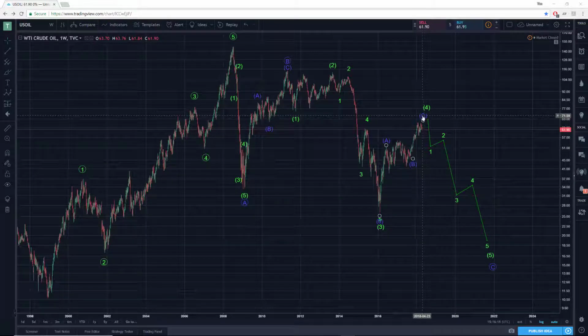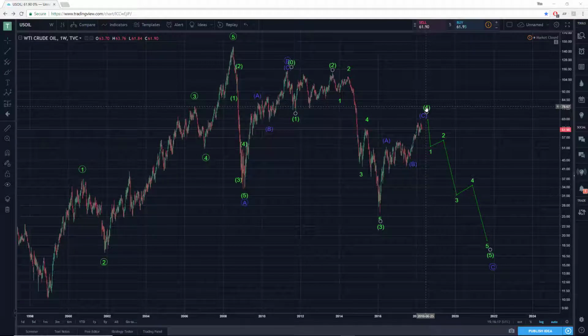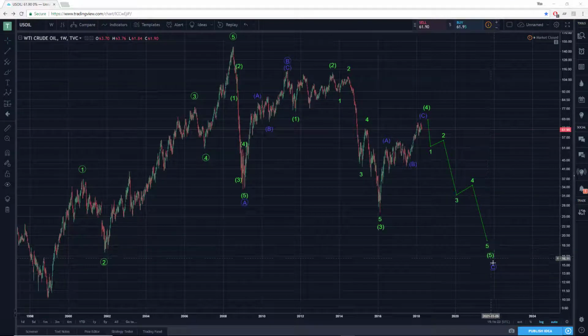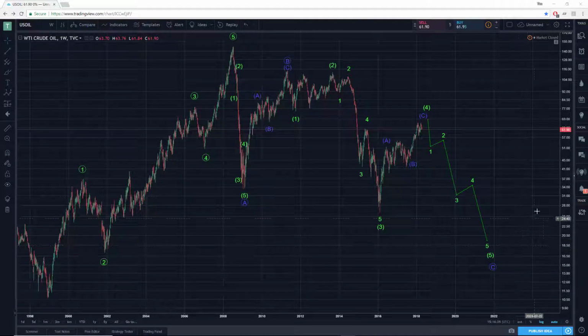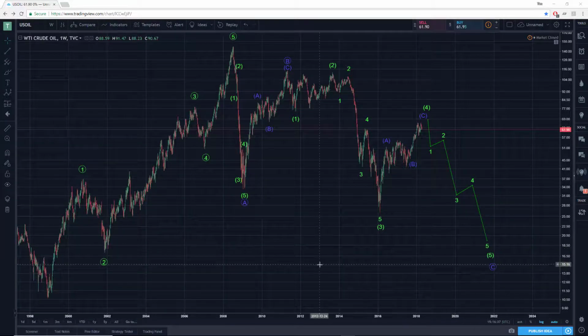So once wave C of 4 is complete, if it isn't already, we'll be looking for a 1, 2, 3, 4, 5 down to complete wave 5 of C. And then this overall ABC down from this initial five waves up from 1998 will be complete, and we'll be looking for a new large degree uptrend to start. But that could still be years away at this point.